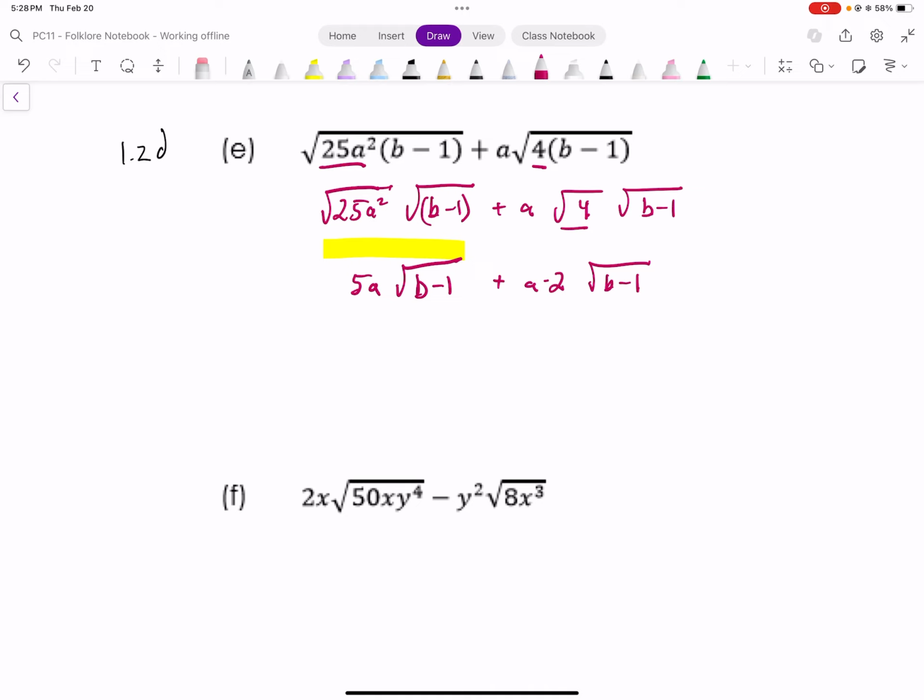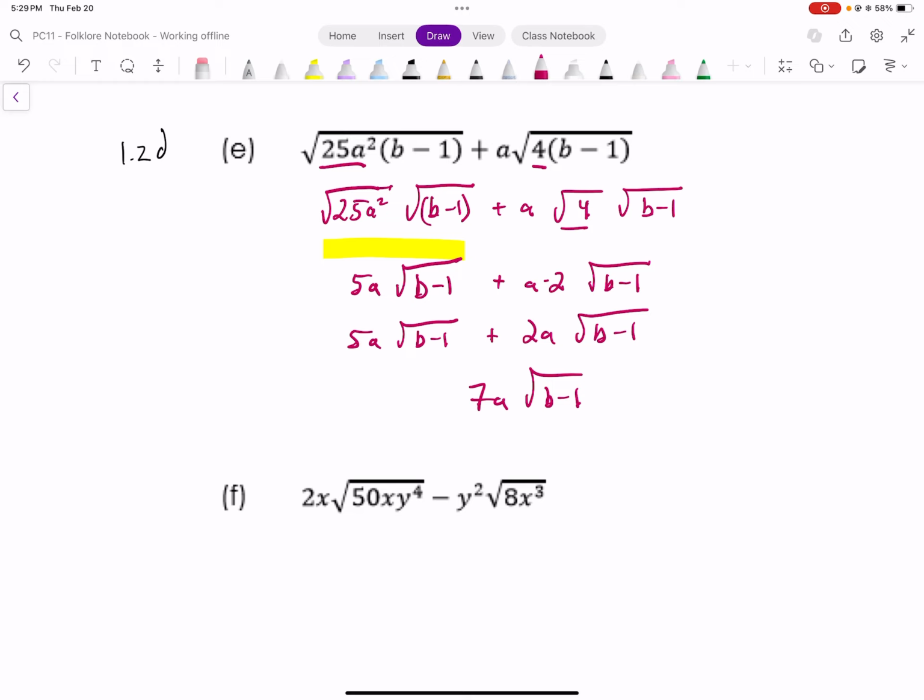Now we're almost there. I just need to simplify some stuff. So this is really 5a times the square root of b minus 1 plus 2a times the square root of b minus 1. I'm going to combine this together and just say, well, my radicand is going to stay the same. Sorry, incorrect radicand. It is going to be b minus 1, and then 5a, the root of b minus 1, plus 2a times the square root of b minus 1. It's going to be 7a times the square root of b minus 1.